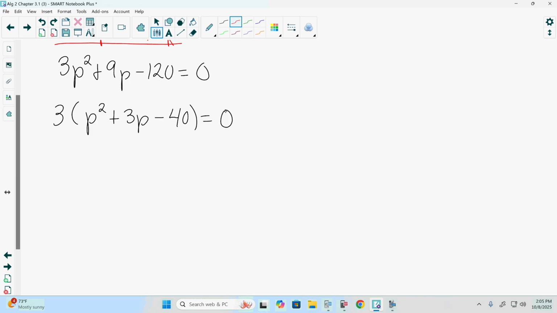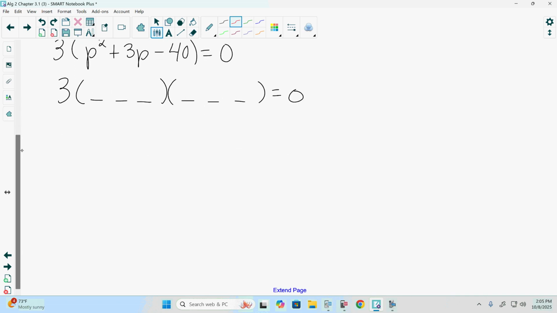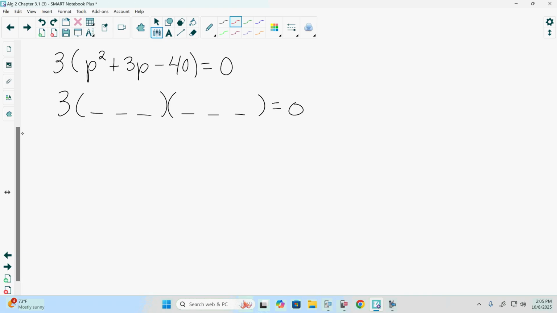So we would write our two sets of parentheses with spaces. If the third term is positive, our signs are the same and match the sign of the middle term. If the third term is negative, our signs are opposite. So here one's going to be positive, one's going to be negative, because our third term was negative.